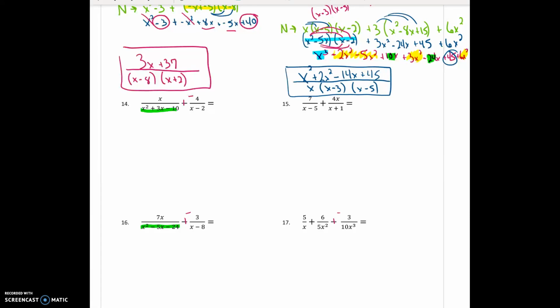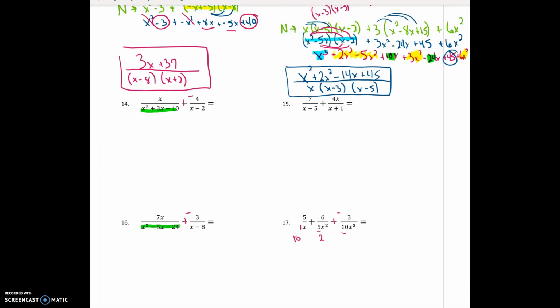When I just look at the numbers, I have 1, a 5, and a 10. So if these were just the denominators, 1, 5, and 10, then my least common denominator would be 10. So the first fraction needs a 10, the second fraction needs a 2, and the third fraction's good to go.